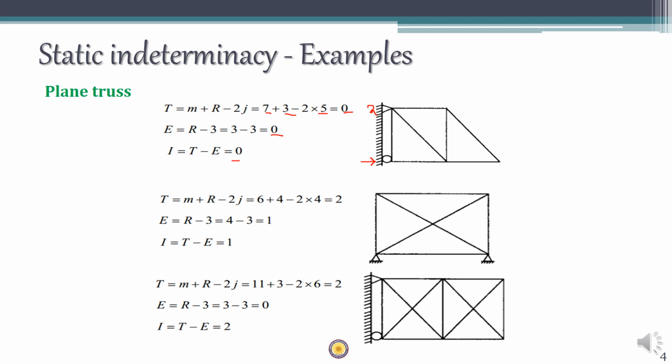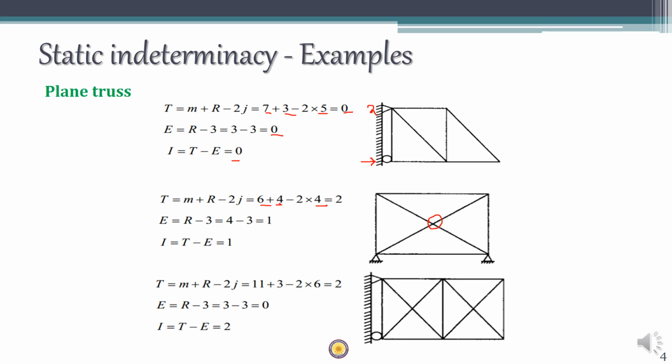This is another example. Here the number of members is 6. Reactions: 2 hinges, which means 2 plus 2, 4 unknown reactions, and 4 joints. Please note this is not a joint here, it is just a crossing of members.